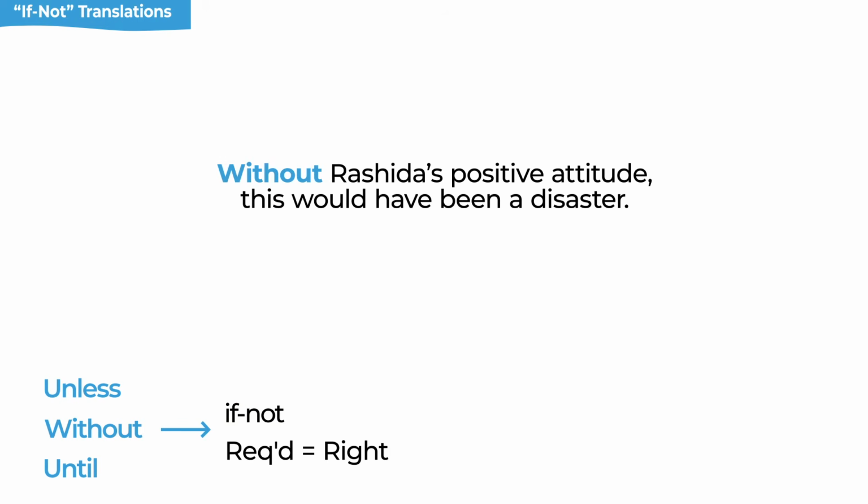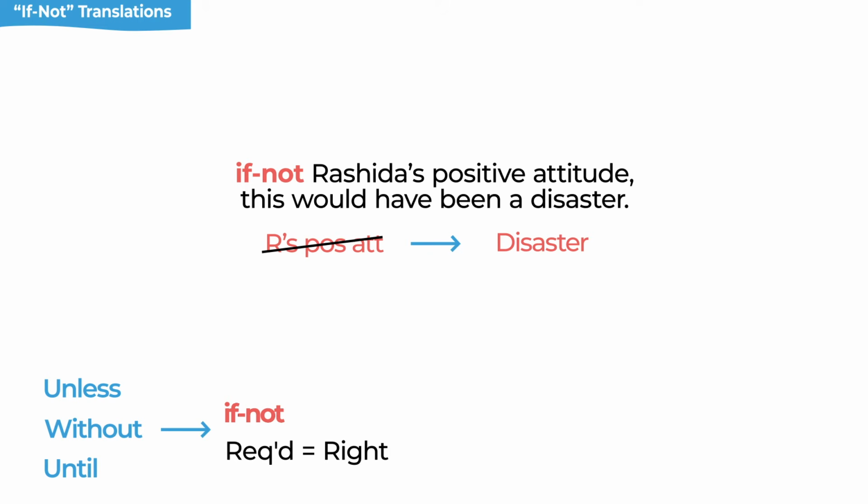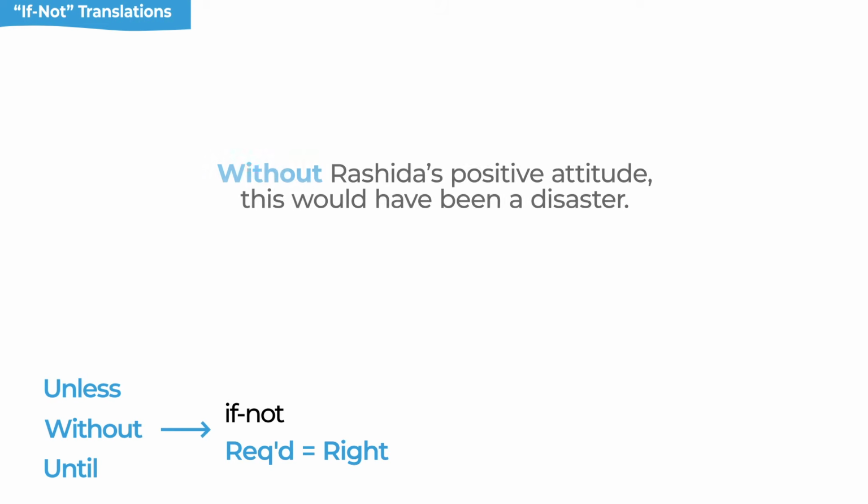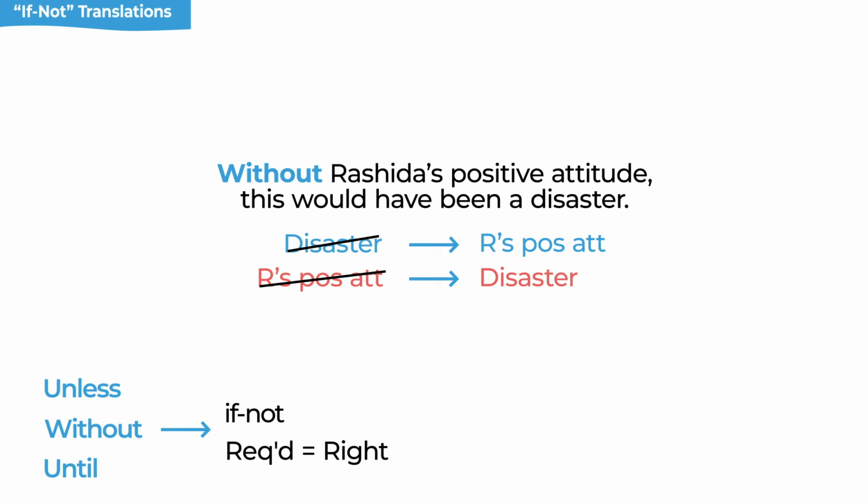Here's another example. Without Rashida's positive attitude, this would have been a disaster. Let's translate this. We can use if not, and that'll look like if not positive attitude, then disaster. Or we can try to hear it as a requirement. All right, what was needed? What was required? Oh, well, we needed Rashida's positive attitude. That's going on the right side. We needed it in order to avoid disaster. Averting disaster required her positive attitude. The first way we did it was if not positive attitude, then disaster, which is the contrapositive of what we just came up with.